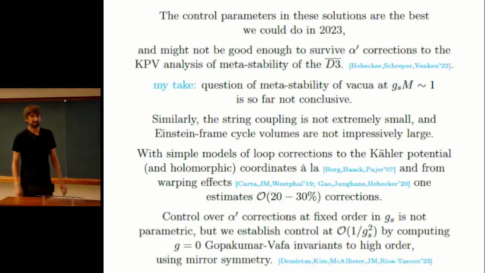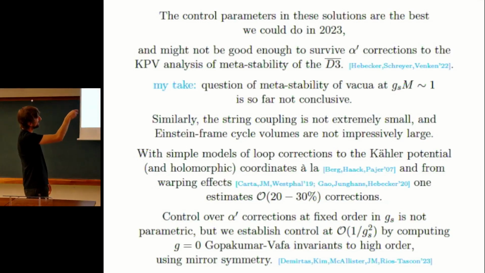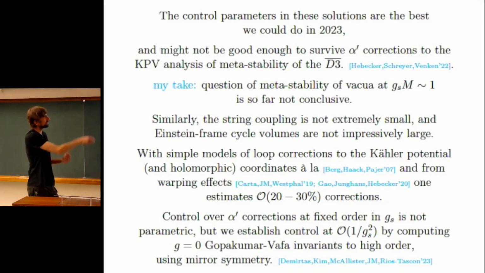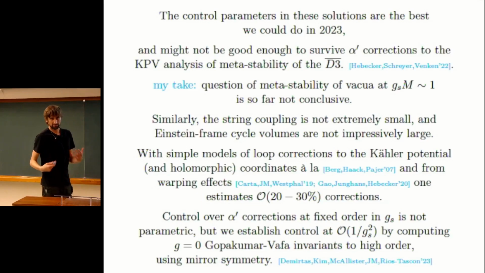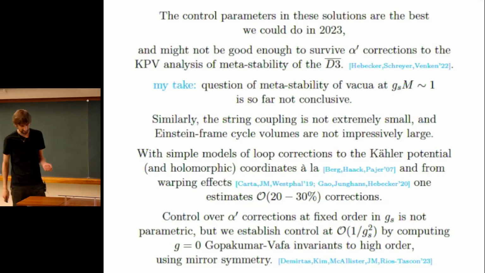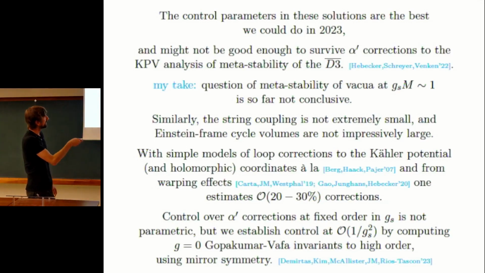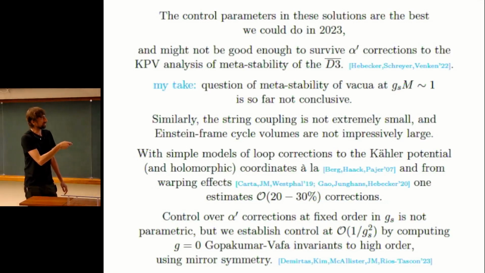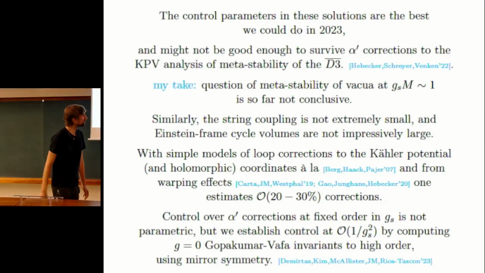Okay, I don't have time anymore, so I'm just going to say that there's a question of alpha prime corrections at the bottom of the throat that has been studied by Hebecker, Schreyer, and Venken recently, and so there's a question over if the metastability survives these alpha prime corrections. My take on this is that whether or not metastable vacua exist at g_s M of order 1 is not conclusive, so more has to be done.